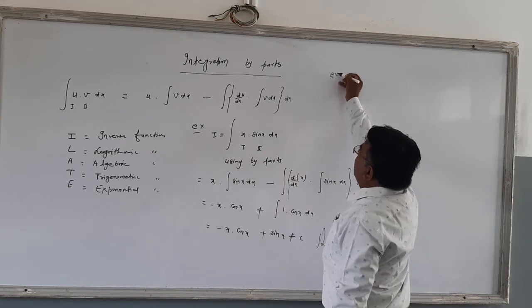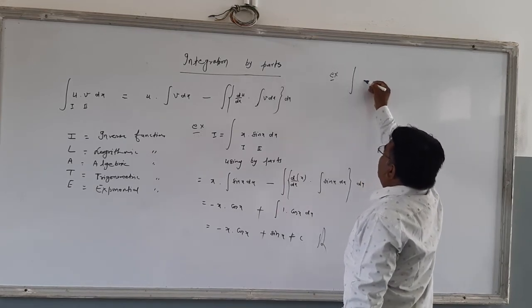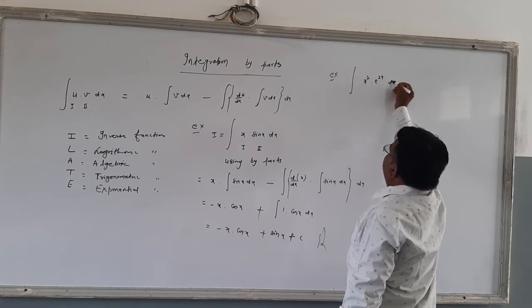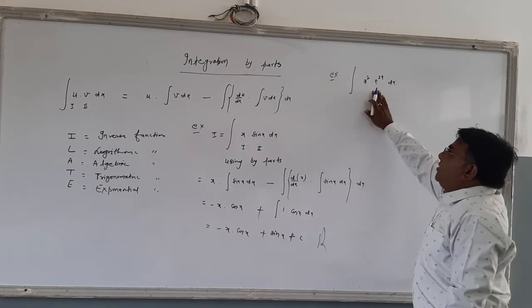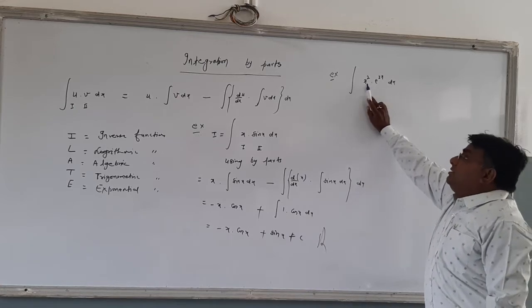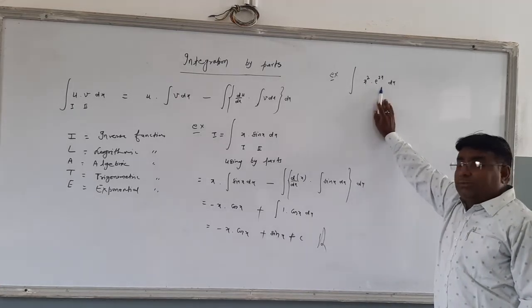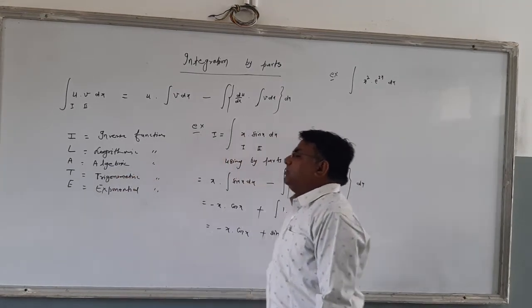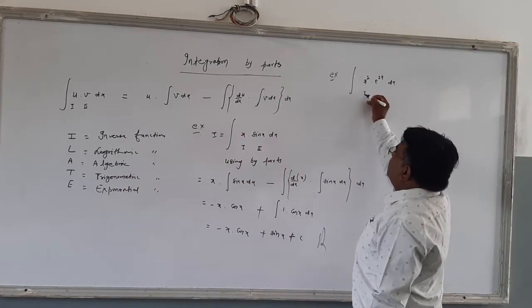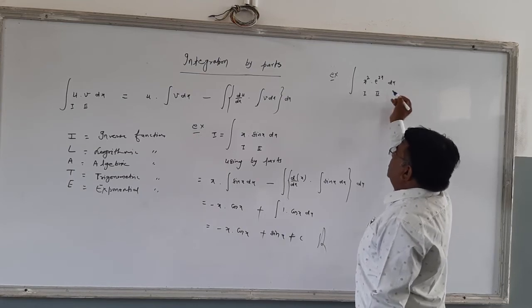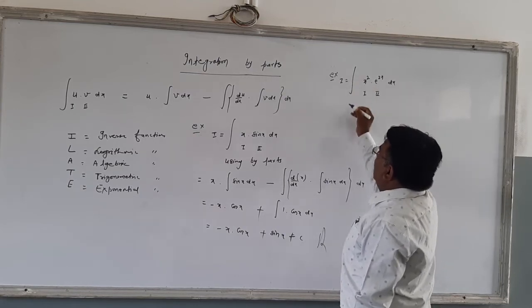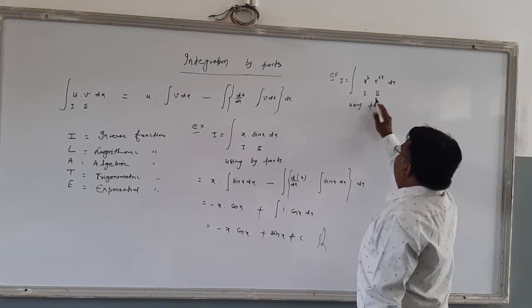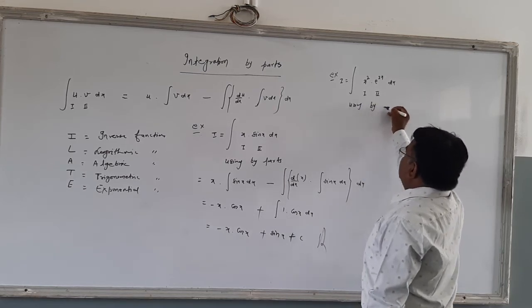Now another example: integration of x square into e raised to power 2x. Again there are two different functions in product form. x square is algebraic, e raised to power 2x is exponential. So according to the ILATE rule, algebraic is the first and exponential is the second. So first, decide which function is first and which is second. And now, using by parts.